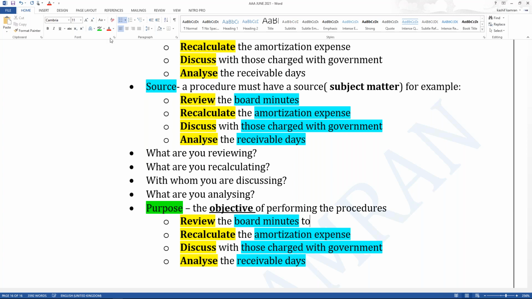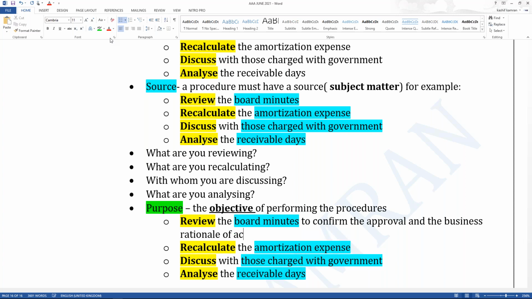Review the board minutes to confirm the approval and the business rationale, for example, business rationale of acquiring the new subsidiary. So that becomes my example. So can you see this word, to confirm? Is that the objective? Every time you write objective, you say to ensure, or to confirm. Now, can you see the 3 colors, yellow, blue, green? So is it a 1 mark procedure now?